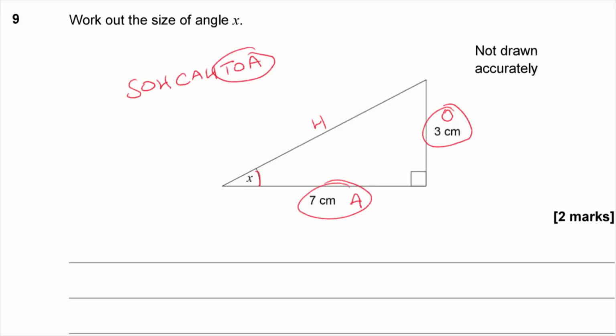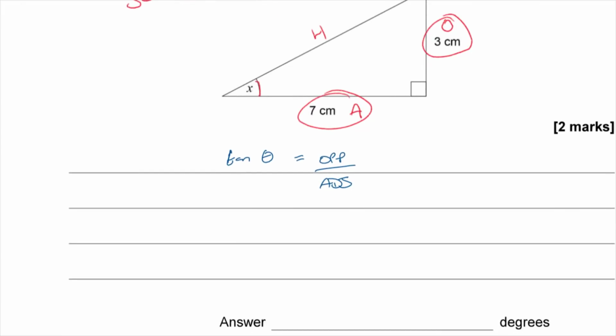So then I'm going to write down what that ratio is. Tan of an angle is going to be my opposite over my adjacent. So subbing in from the diagram, I haven't got theta, I've got x. So tan x equals, opposite is 3, adjacent is 7. So if I want to find x, I'm going to use the inverse tangent button on my calculator.